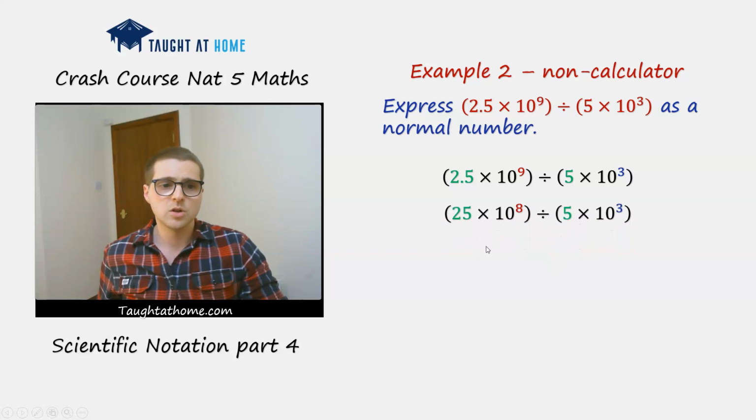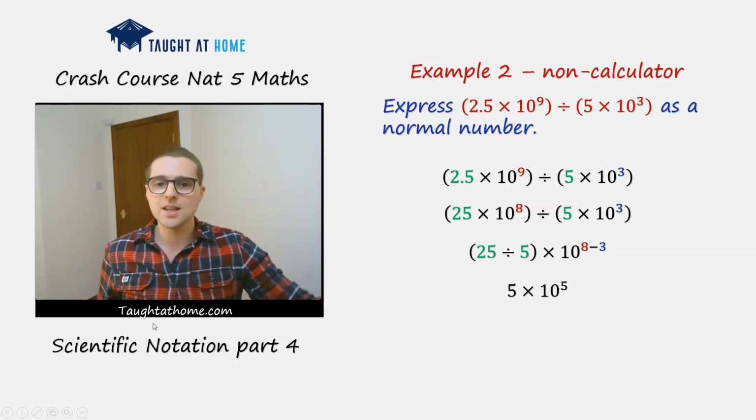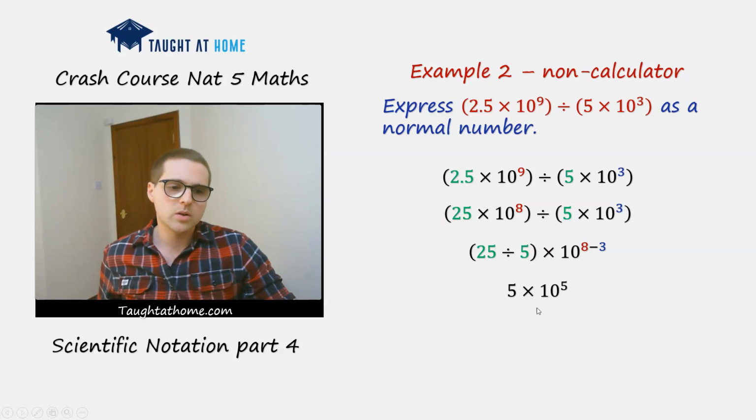So it'll be 25 times 10 to the 8 divided by 5 times 10 to the 3. And now the reason we've done that is because 25 is easier to be divided by 5. So 25 divided by 5. And we're using the second law of indices when we're collecting the base 10s. We're subtracting the 3 from the 8. So that gives us 5 times 10 to the 5. Converting it back into a normal number, we're going to have 500,000.